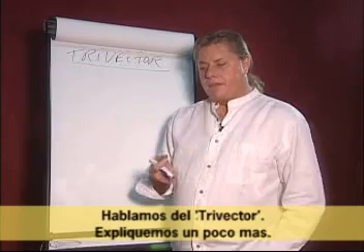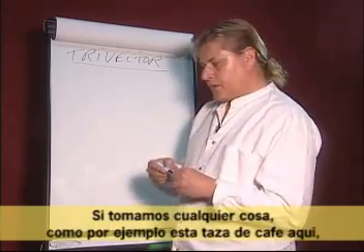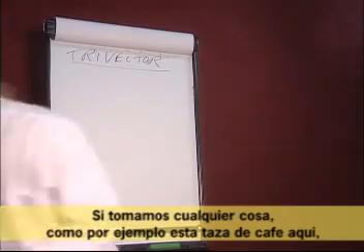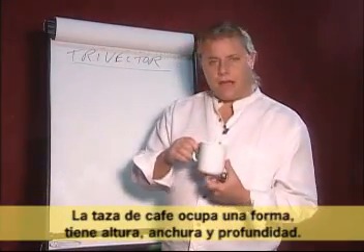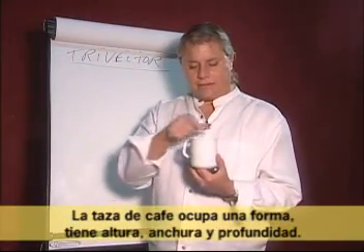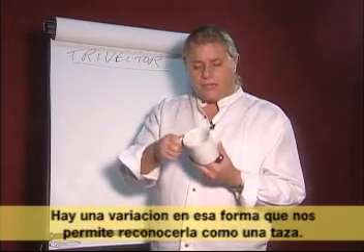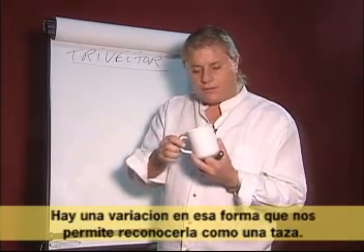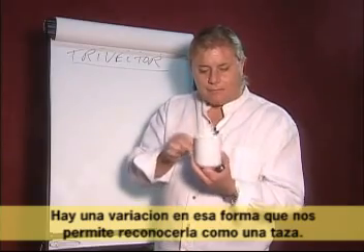We talk a lot about the trivector. Let's just explain that a little bit more. If we take any item, such as the coffee cup here, the coffee cup occupies a shape. It has a height, a width, and a breadth. It has a variation in that shape that allows us to recognize it as a cup.